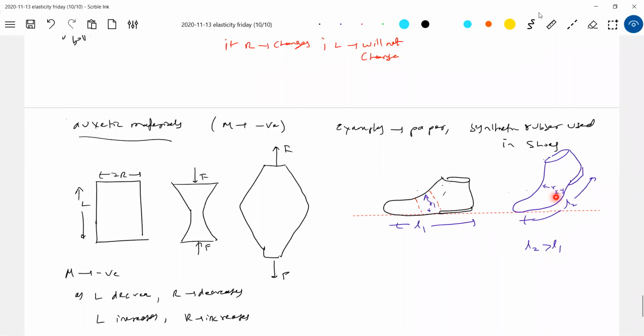If it is made up of exotic material, synthetic rubber, I think better I'll say synthetic leather. Again, rubber means you get confused. Now, what should be the requirement here? L2 increases, R2 increases. L decreases, R decreases. So therefore, the Poisson's ratio of the material of the shoe should be negative. See, a lot of science is involved.